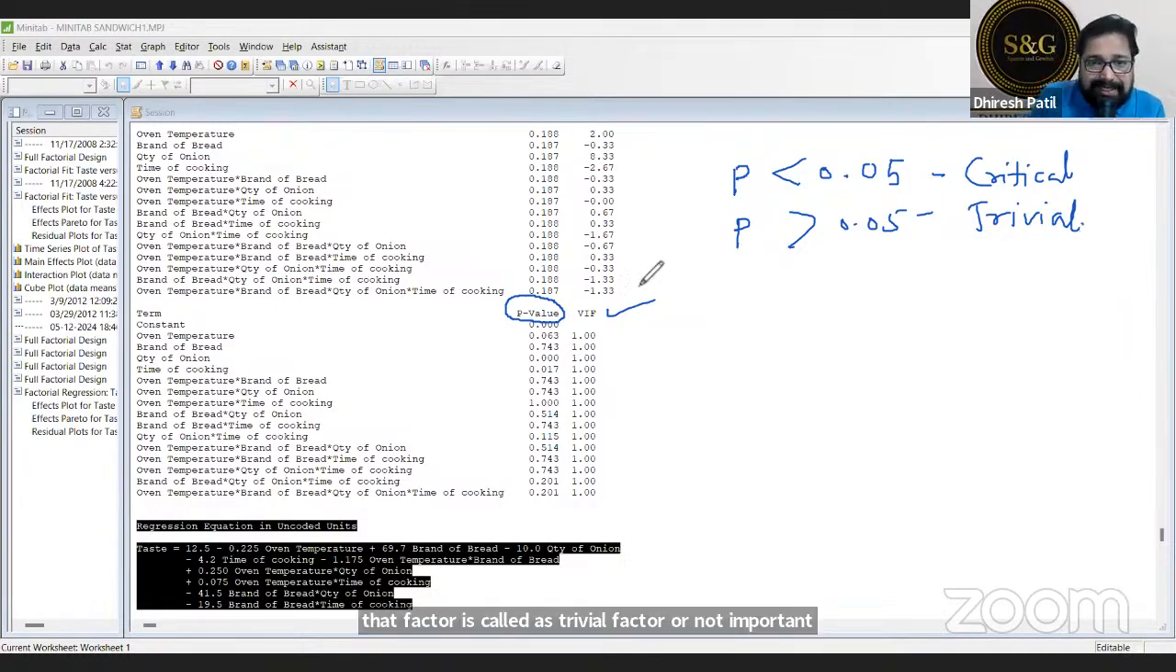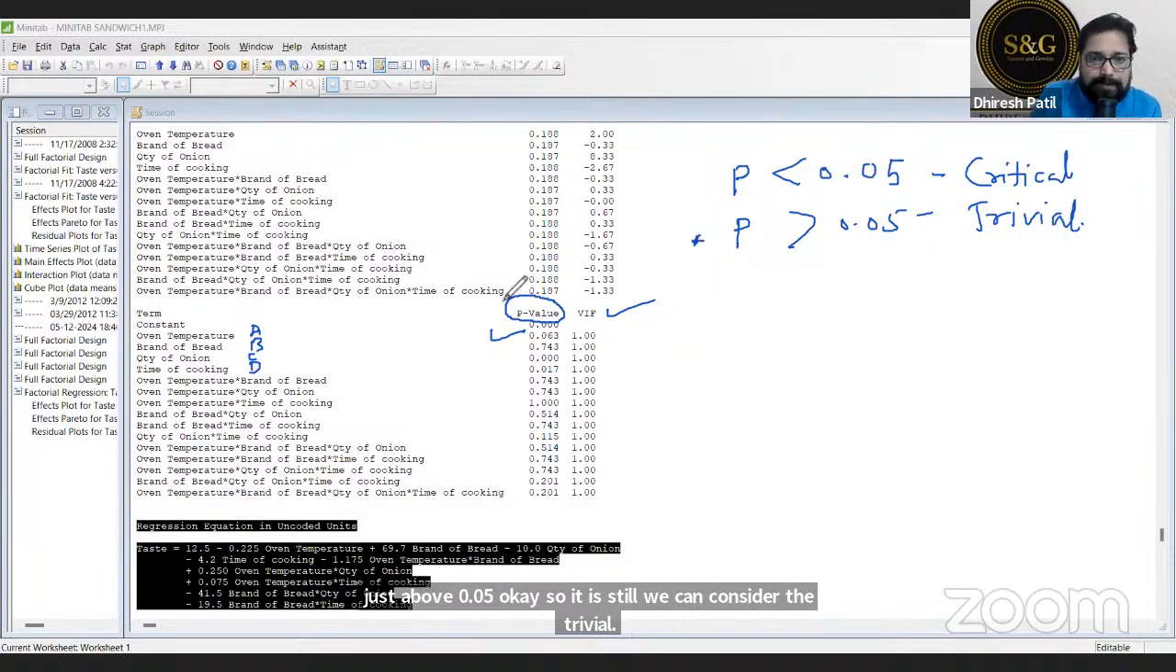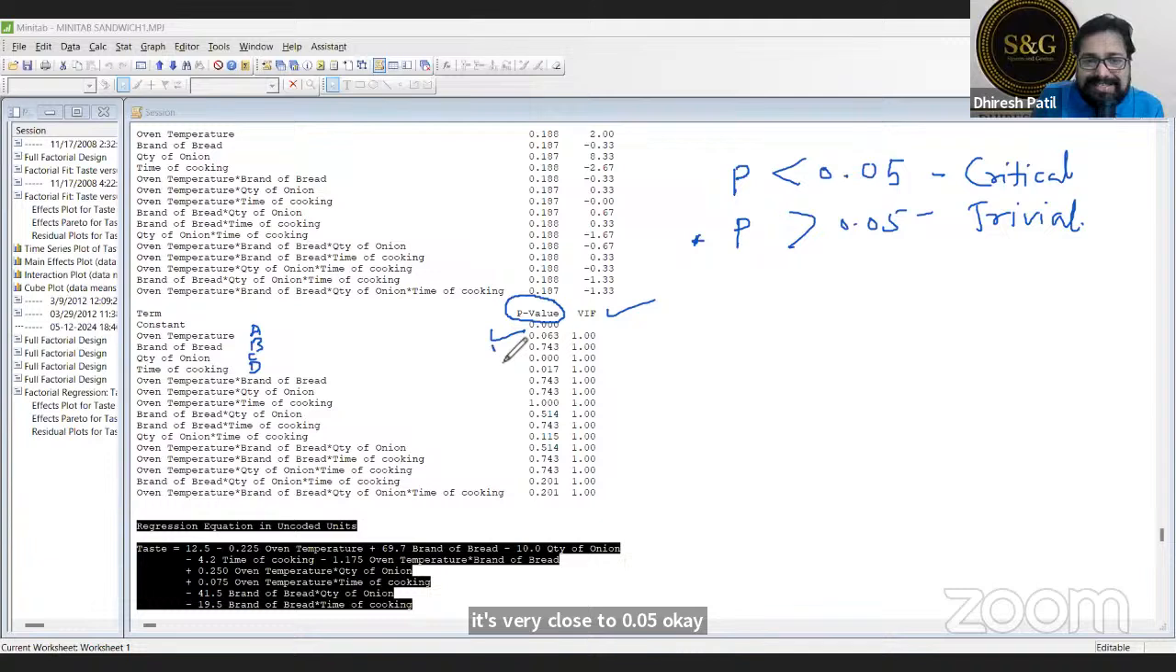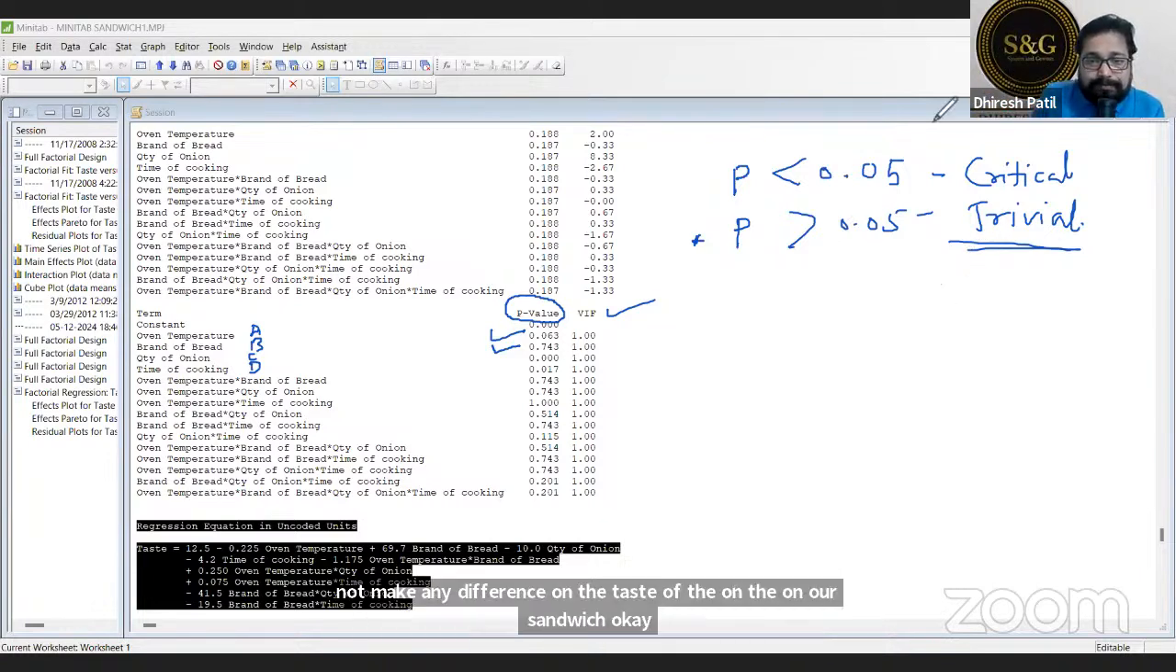Okay. Now understand this. Here you can see oven temperature. This is A, this is B, this is C, and this is D. So A is 0.063, just above 0.05. So we can consider it as trivial, or we can consider it as critical as well because it's very close to 0.05. Second one, brand of bread, 0.743. That means it is absolutely trivial, greater than 0.05. That means whether it is Wibs or Britannia does not make any difference on the taste of our sandwich.